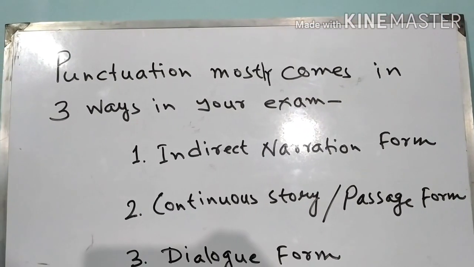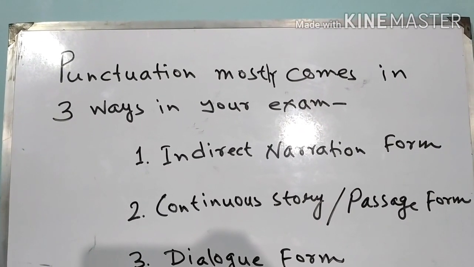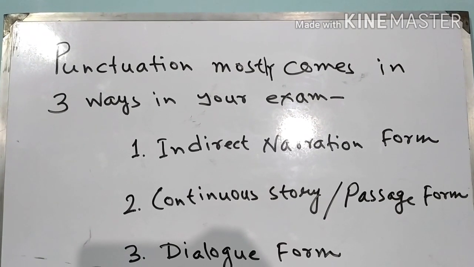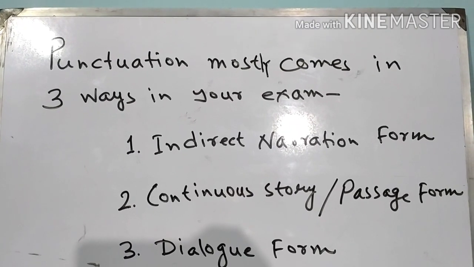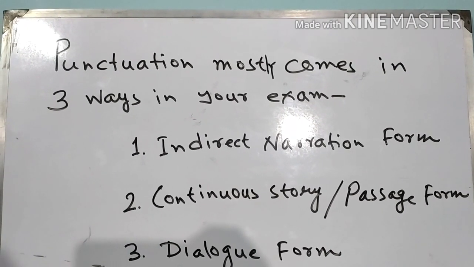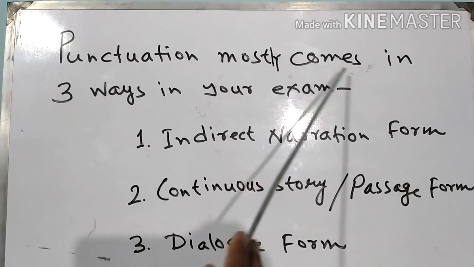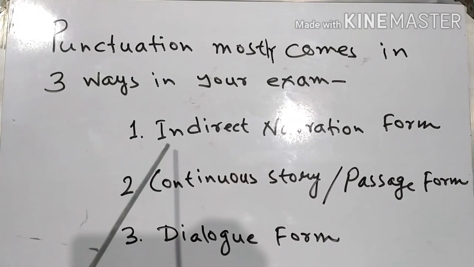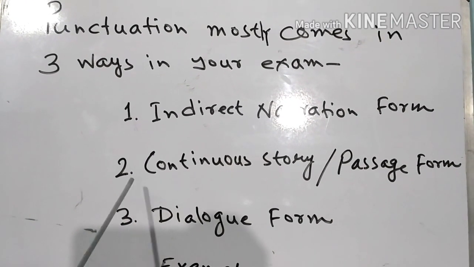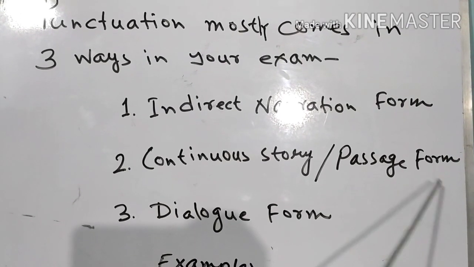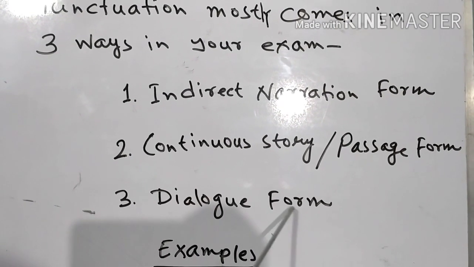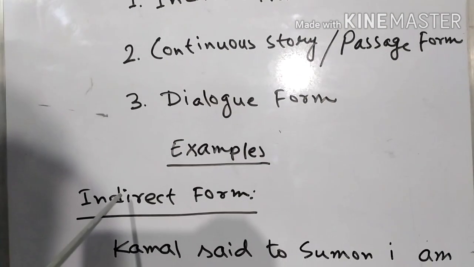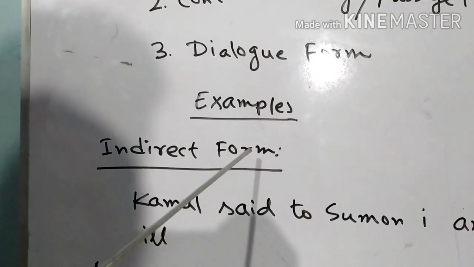Students, today's class is a revision class. So today I will teach you how to use punctuation and capital letters very practically. Firstly, I want to say punctuation mostly comes in 3 ways in your exam. Number 1, indirect narration form. Number 2, continuous story or passage form. And number 3, dialogue form. Okay, so now I am going to give examples of how the indirect form comes in your exam.